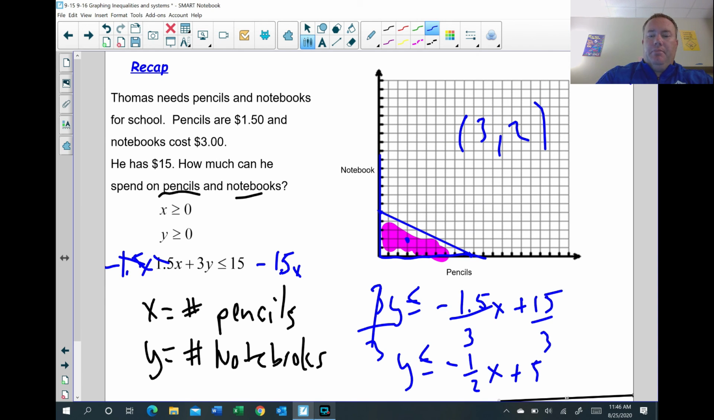Now, something that's very important about this. Any point on this line that gives you an integer, you're going to notice will be exactly $15. For example, the point (0,5). That's 0 pencils and 5 notebooks. Well, 5 notebooks times $3 is $15. Okay? Just some things for you guys to notice.